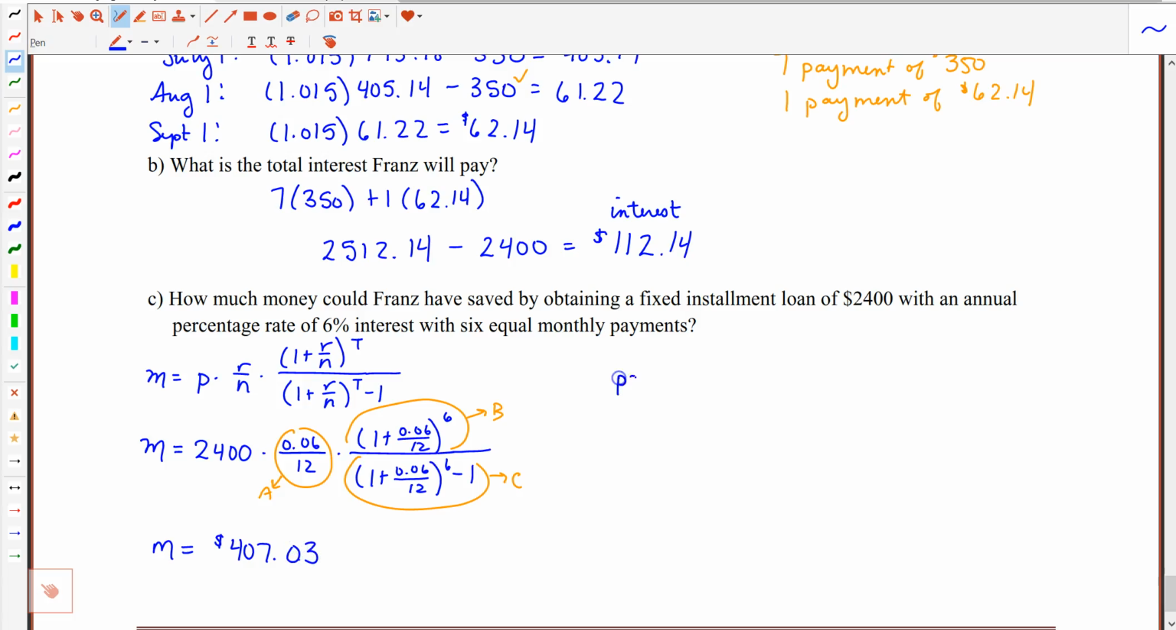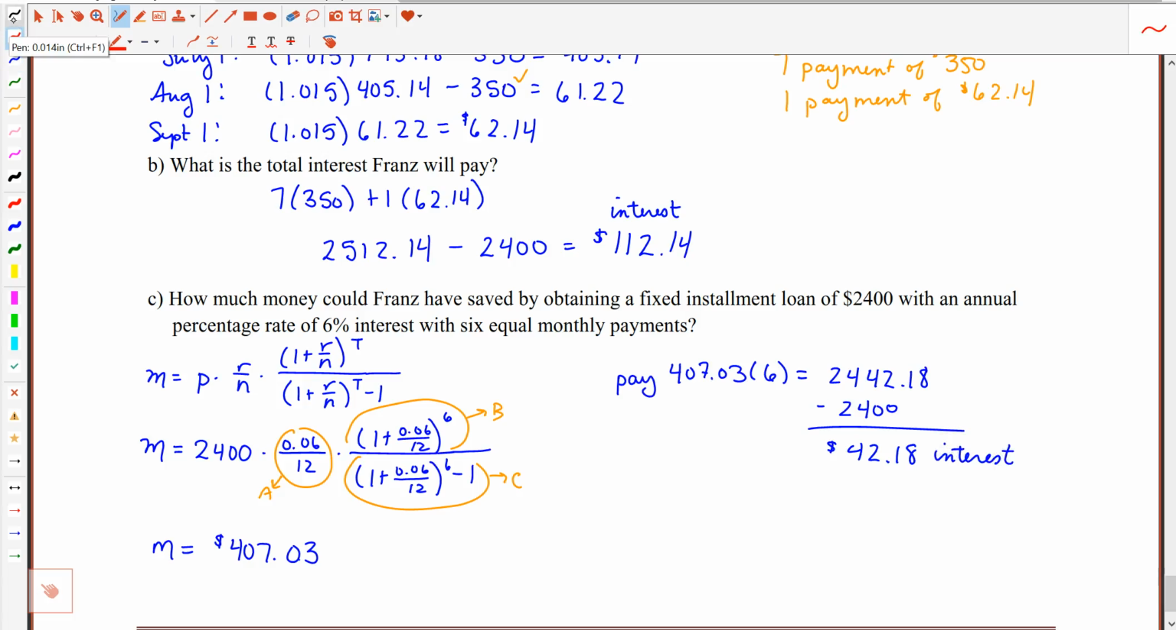So for this loan, if he's going to pay $407.03 over 6 months, that means he'll have paid out $2,442.18. That's what he would have had to pay to pay off a $2,400 loan, which means he would have been charged $42.18 in interest. So at this point I can answer the question about the savings. Up here, he was going to pay $112.14 in interest. Down here, he only would have paid $42.18 in interest. That means he would save $69.96 in interest if he went with this loan instead.